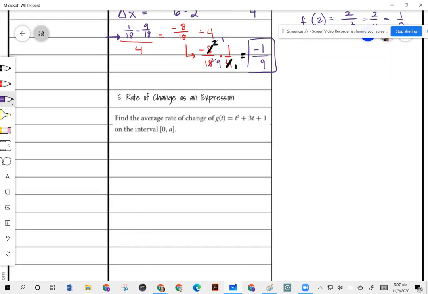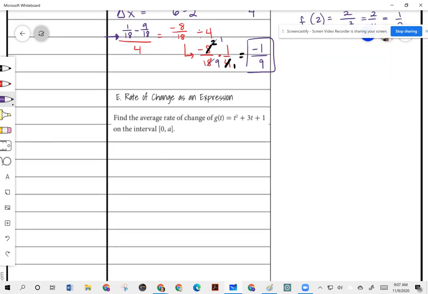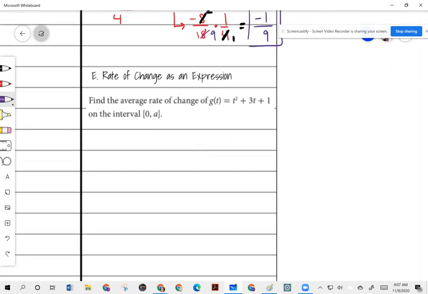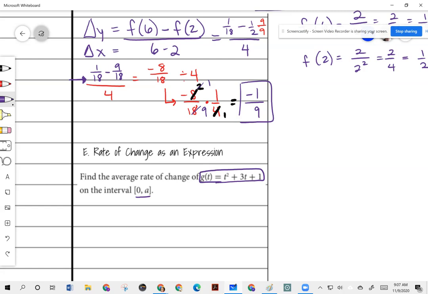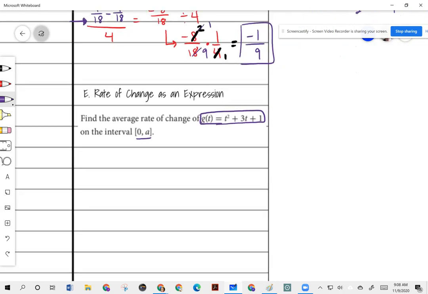All right, so let's take a look at a rate of change dealing with an expression. So it says find the average rate of change, and then here is our equation. But it's telling us that the interval is from 0 to a. So if we had numbers like we've had all up until now, when we plug in numbers, we're going to get numbers. But if we plug in letters, then we're going to get back letters. Okay, so it's no different.